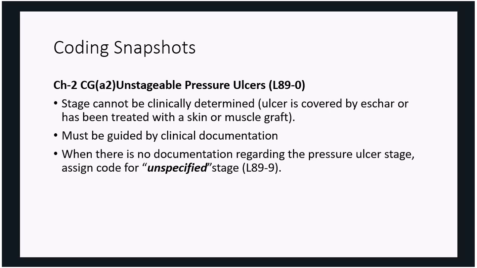So when there's no documentation regarding the pressure ulcer stage, the coding guidelines instruct you to code what's called an unspecified stage, and your category here is L89 through 9.